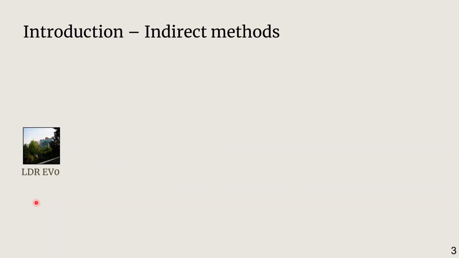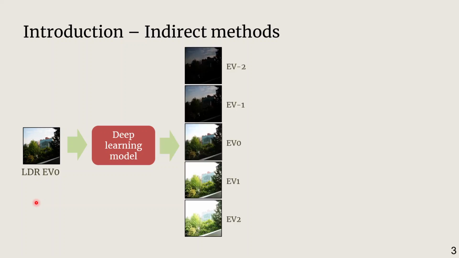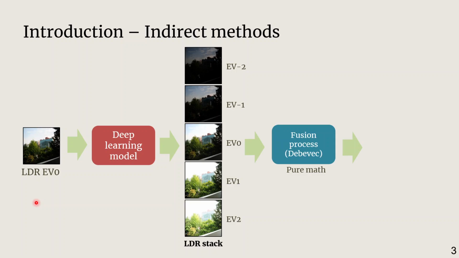One popular method for single image HDR reconstruction is the indirect approach. This method uses a single LDR image as input for a deep learning model. The model then generates an LDR stack, which comprises several LDR images with varying exposure values. This LDR stack is then fed into a conventional stack fusion algorithm. In our case, we utilize Debevec and Malik's method to reconstruct the final HDR result.